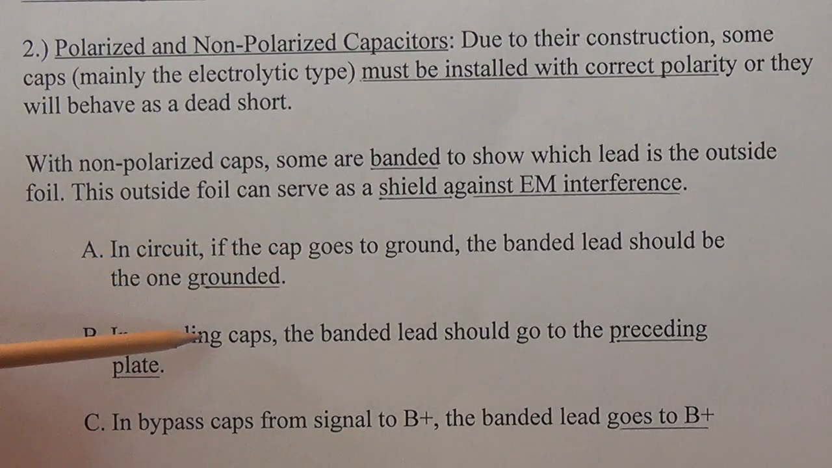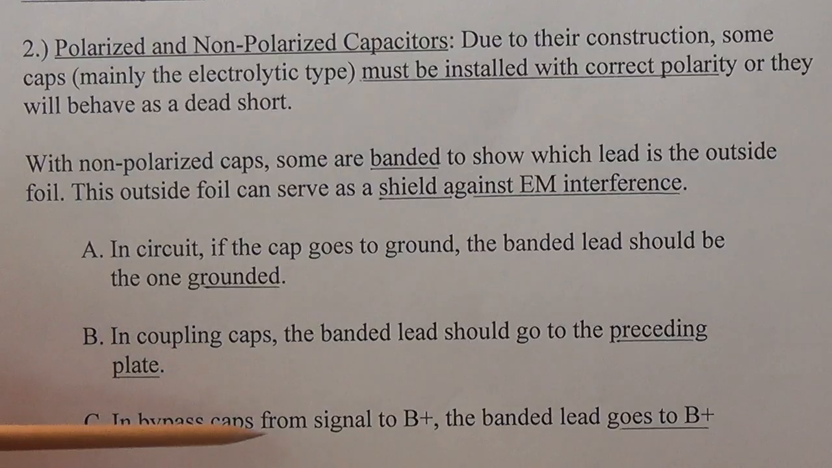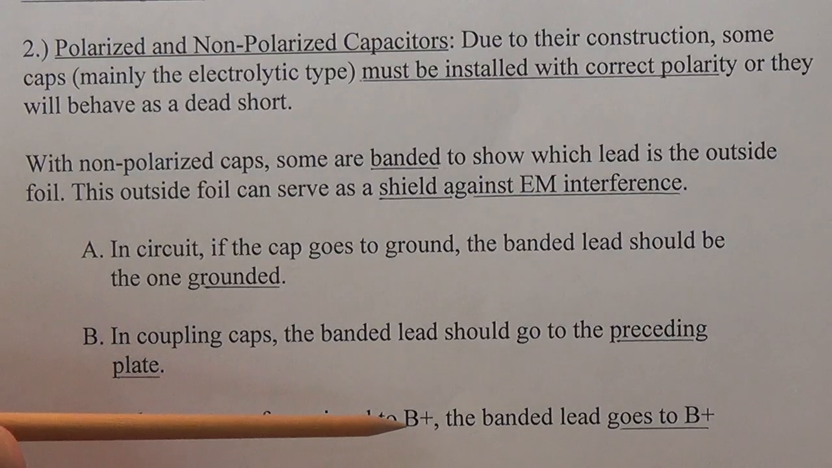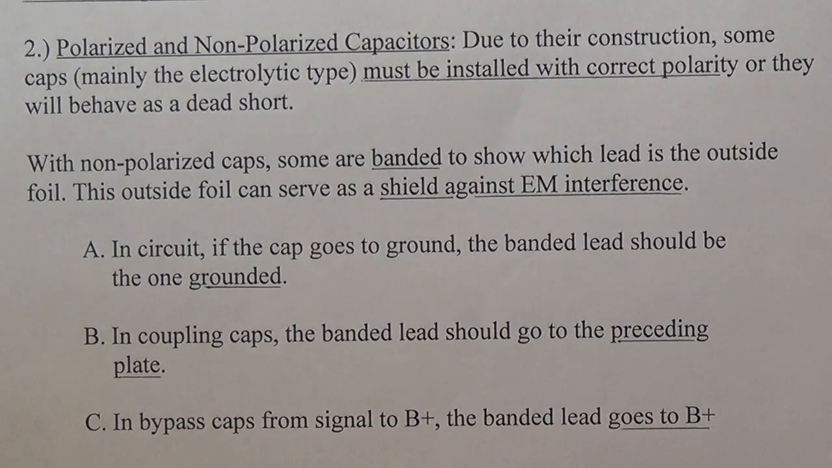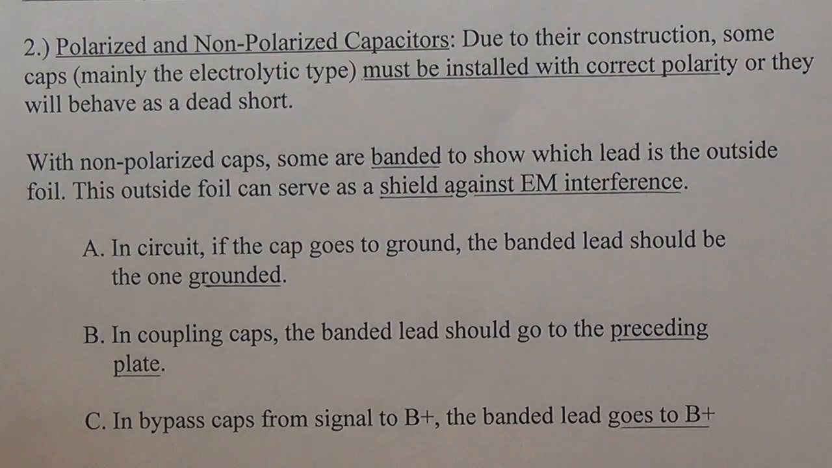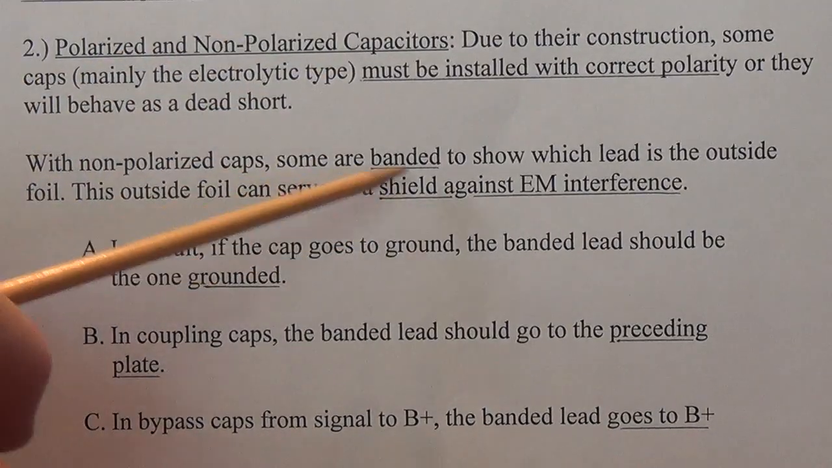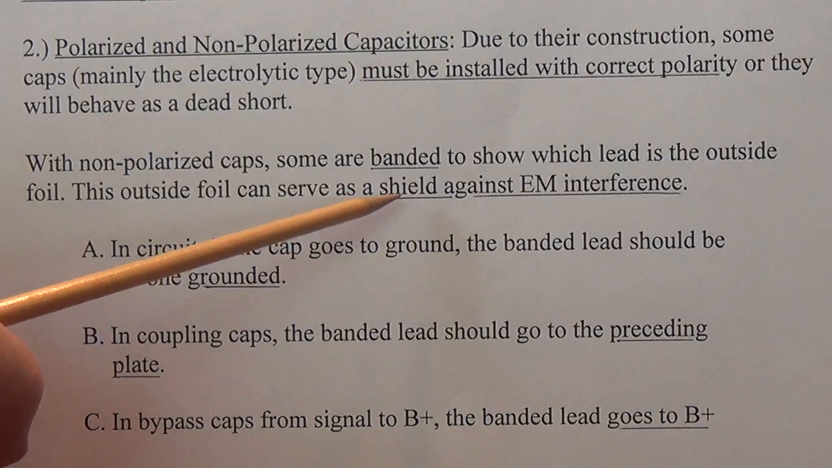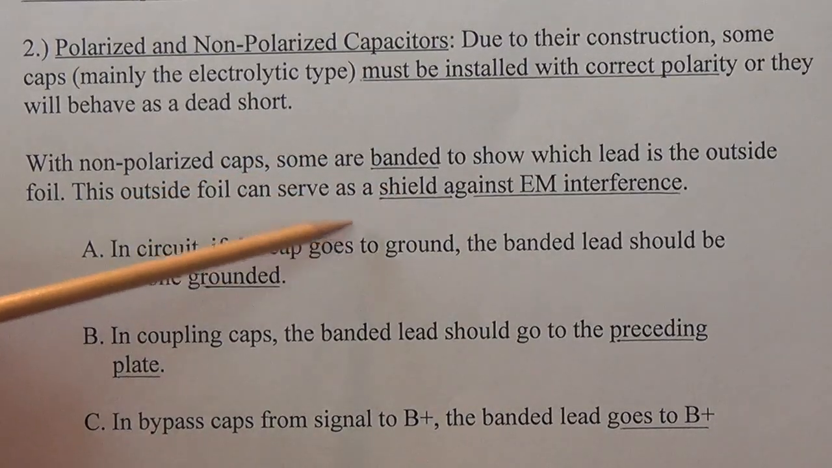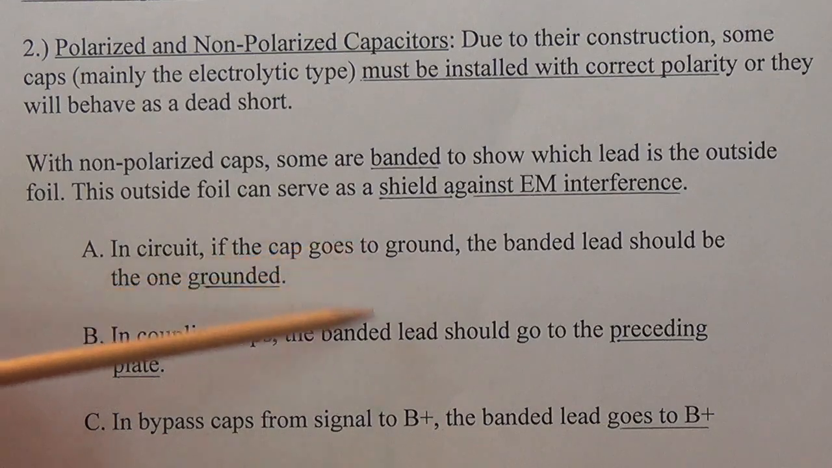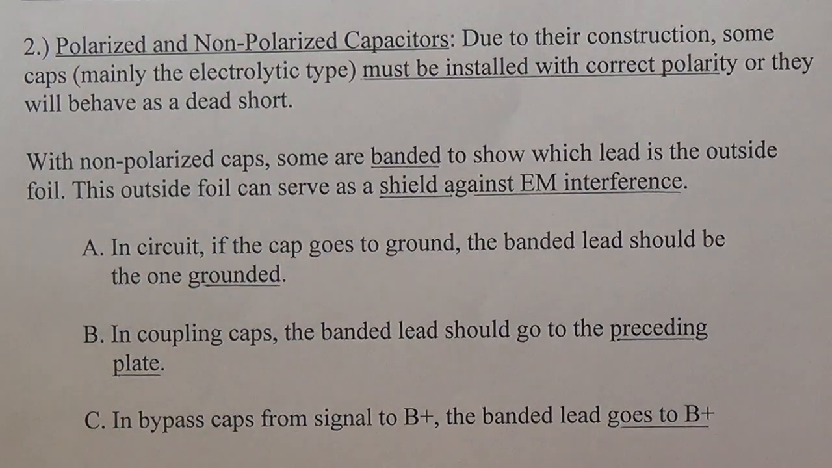In coupling capacitors, the banded lead should go to the preceding tube's plate. Okay, not the following tube's grid. And in bypass caps, from the signal to B+, the banded lead should always go to B+. It's a minor issue, but when you're constructing an amplifier in which you're trying to absolutely minimize any sort of hum, this is one more step that you can take. So look for banded capacitors, and when you see them and that you're going to use in your circuit, be sure to follow these rules to minimize hum.